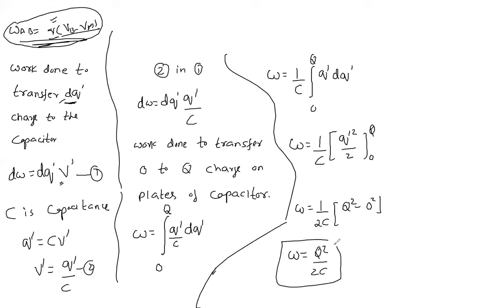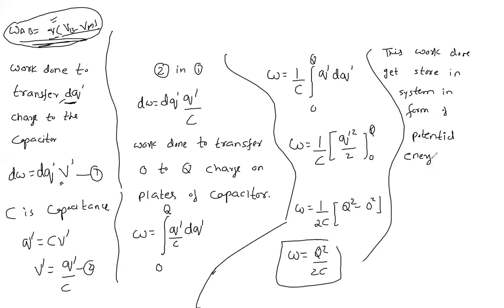This work done gets stored in the system in the form of potential energy. So you can write the potential energy as equal to the work done, which is Q square over 2C. This is how we calculate potential energies.